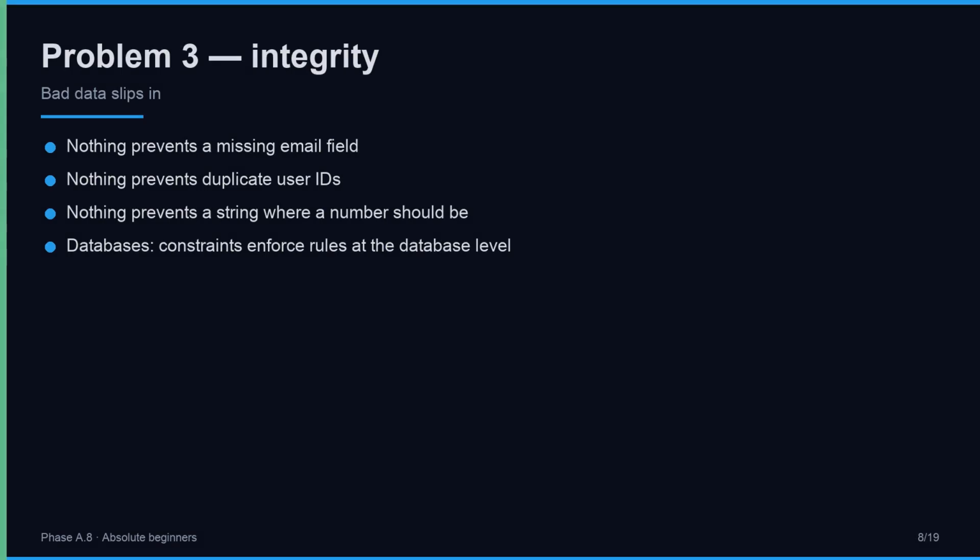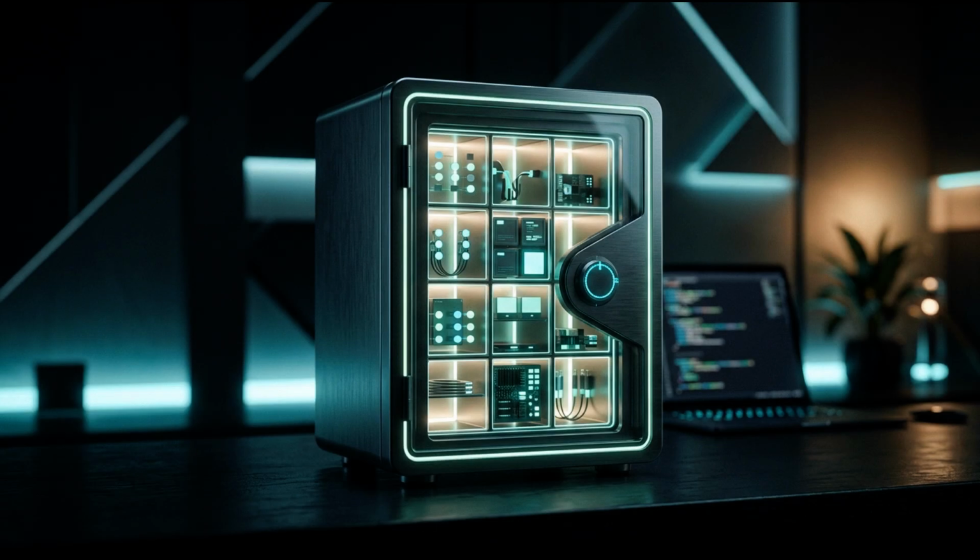Third problem, integrity. When you write JSON by hand, nothing stops you from creating a user with a missing email, a duplicate ID, or a phone number where the name should be. The file accepts anything. The problems show up later, when your code tries to read a field that is missing or has the wrong type. Databases enforce rules: this column is required, this ID must be unique, this column must be an integer. Bad data is rejected at the door, not discovered later. Bad data slips in.